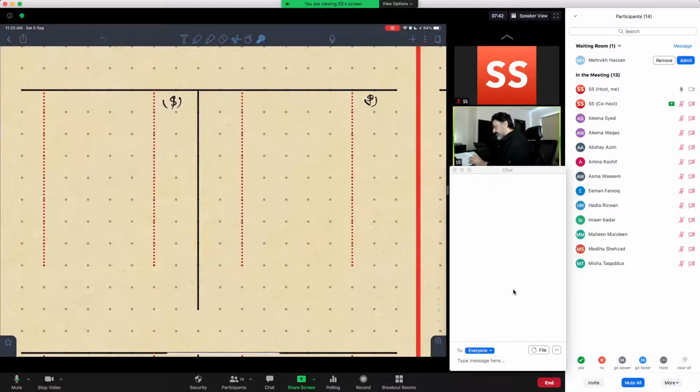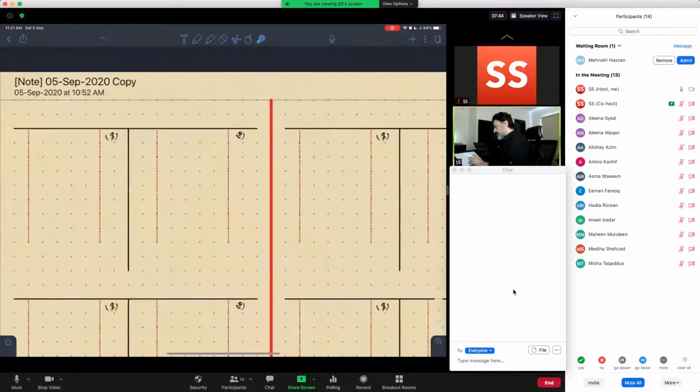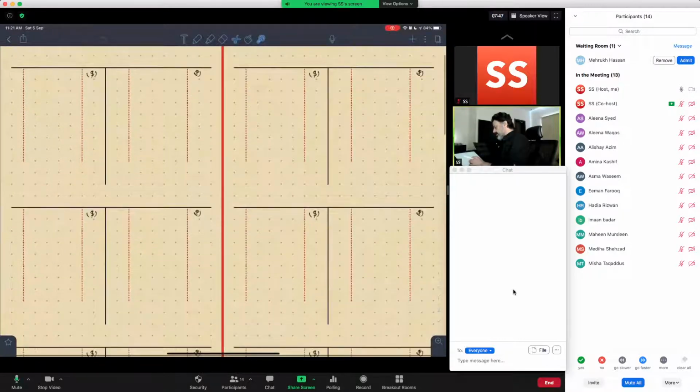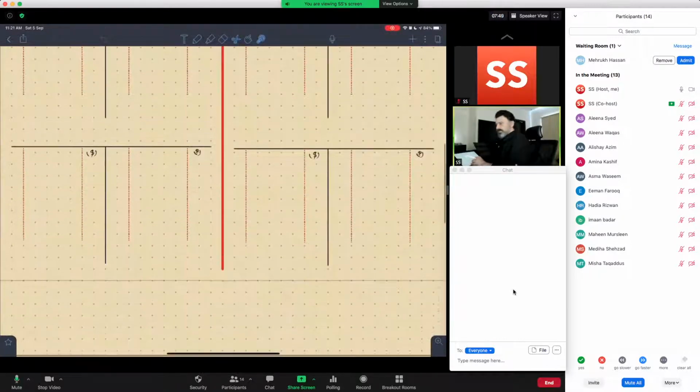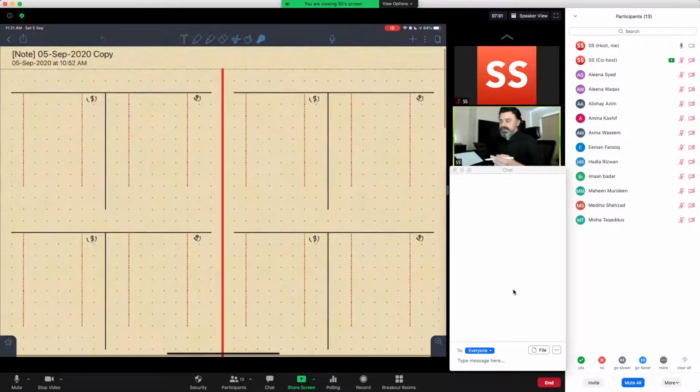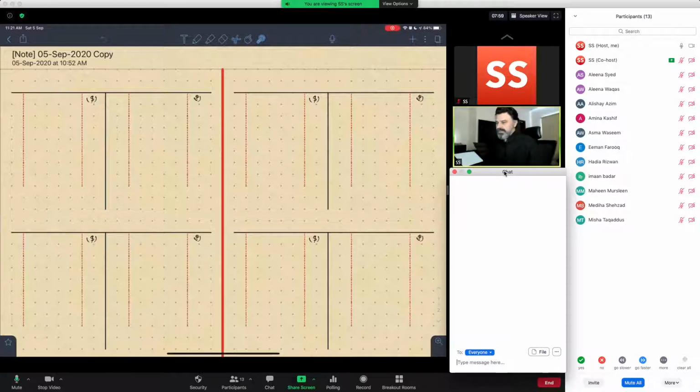So what I have done, I have already drawn like 8, 9, 10 accounts. So you could also do the same, so that while you are trying to record these transactions, you don't really have to go on and make new accounts. Usually 8 accounts is something that you almost always need. So let's start with the first transaction.